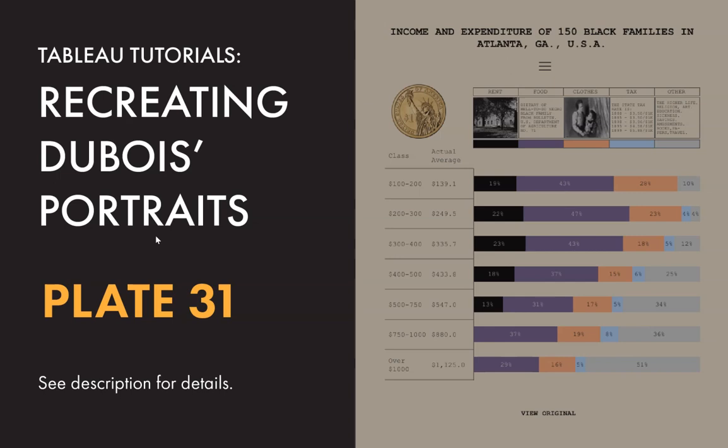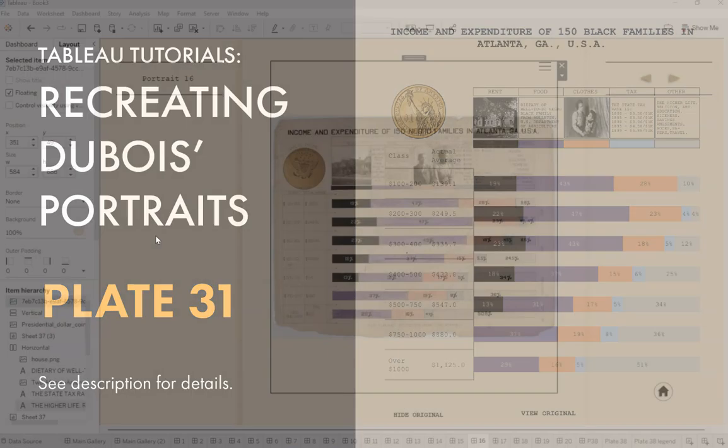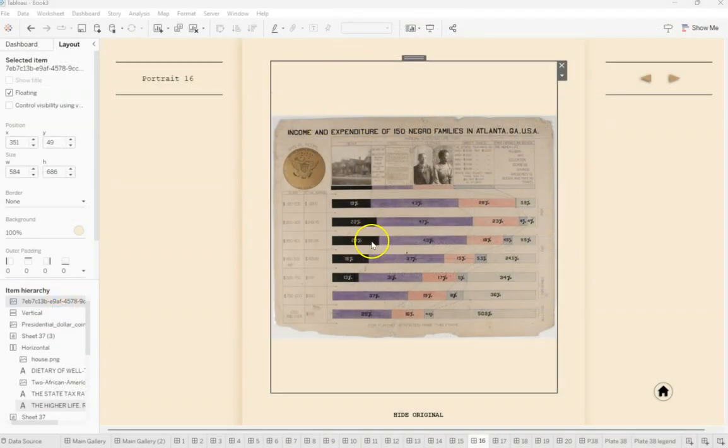So in this one we're going to be building another one of his visualizations. This one is called the income and expenditure of 150 Negro families in Atlanta, Georgia, USA. What we can see here is it breaks down the spending of 150 families across different categories, and it shows the different percentages.